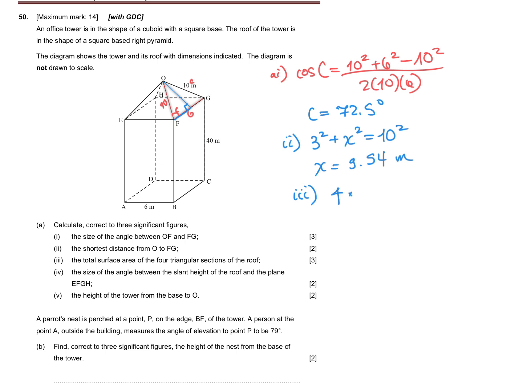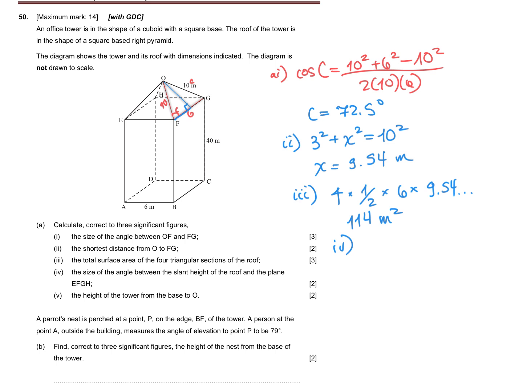And we need the total surface area of the 4 triangular sections of the roof. So we've got 4 triangles. Each triangle is 1/2 base, which is 6, times the height, which is that 9.54 unrounded, which ends up being 114 meters squared.